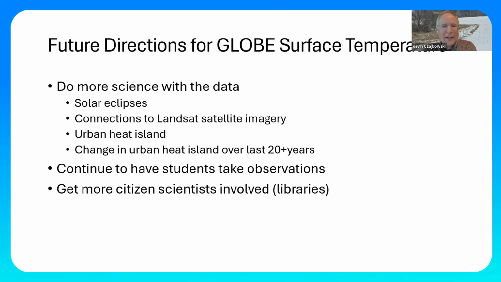And then getting back to the connections with Landsat and the satellite imagery, originally the surface temperature was used to adjust or validate the satellite imagery temperature. Does there need to be more research on that? I don't know, especially for atmospheric correction.